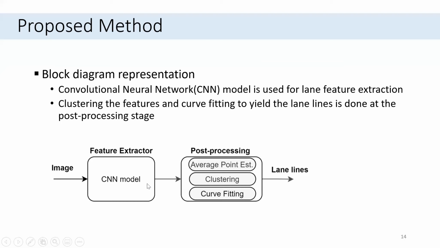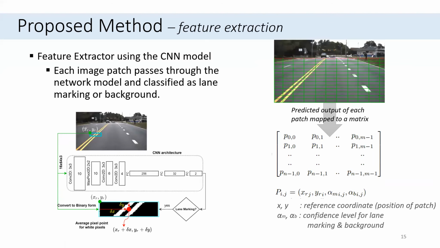The convolutional neural network model is used as a feature extractor, and the output features are further processed, like clustered and curve fitted, to find the lane lines or boundaries. Here is the feature extraction. It's performed by first defining a region of interest, as shown by the red line. Then the image patches are taken from the region of interest, and each patch passes through the CNN model, or the convolutional neural network model.